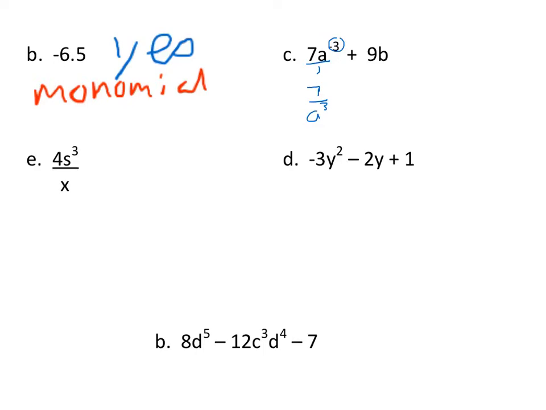So because the a, even though it looks like it's in the numerator here, the negative power tells you that it cannot stay there, so it must go below, which means now you have a variable in the denominator, which means it is not a monomial. Therefore, the whole thing is not a polynomial.